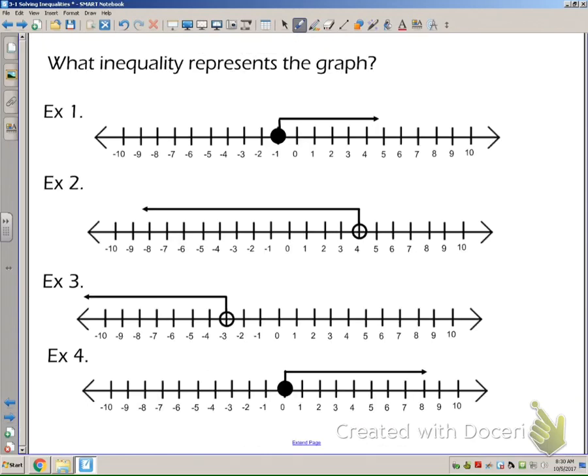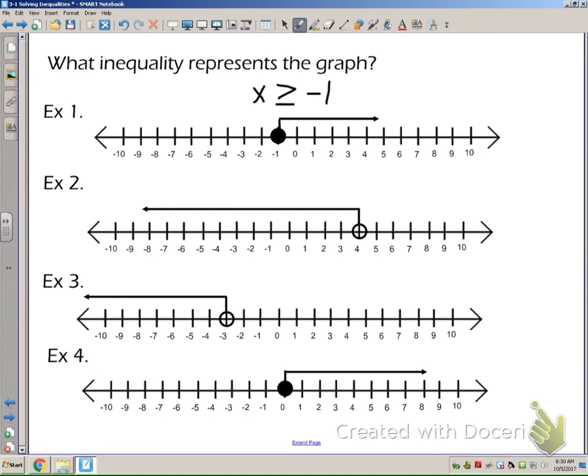Okay, so we have to write an inequality that represents the graph. Well, I know that this one's filled in, so we know that it's including -1. So we're looking at all the x values, something with -1 and including -1. Since it's pointing towards the right, we know that it's including all the values that are larger than -1, or greater than -1. So this says x is greater than or equal to -1.